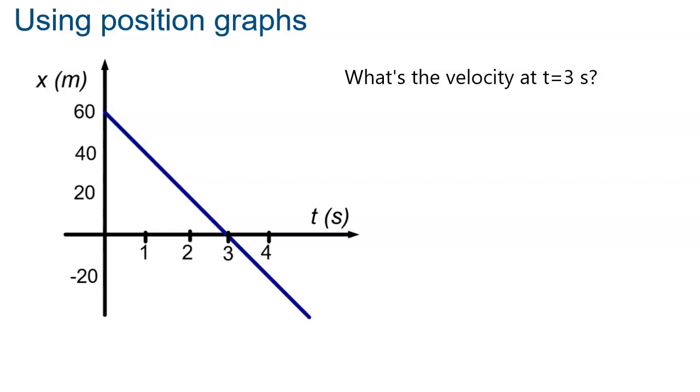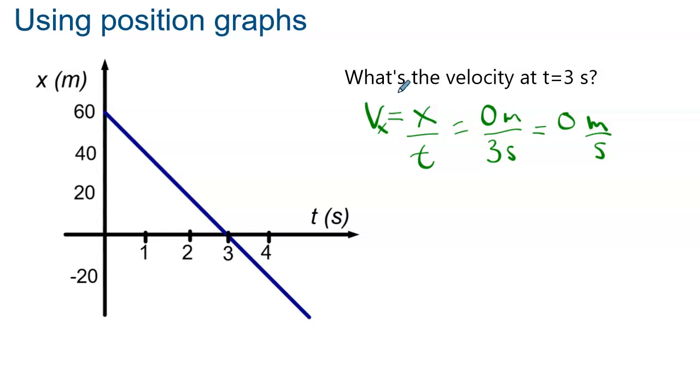So if we want the velocity, the classic way to think about it is that velocity is position over time. So then at 3 seconds, if we look at it, we have a position of 0 meters. So this would mean 0 meters divided by 3 seconds, and that would give us a velocity of 0 meters per second. Don't fall into that trap, okay?